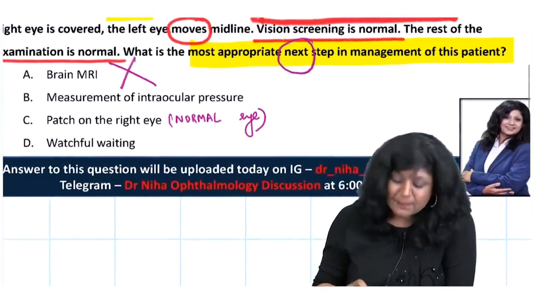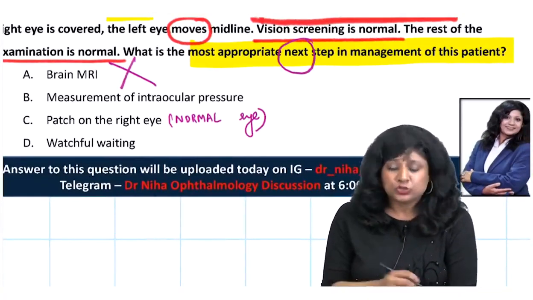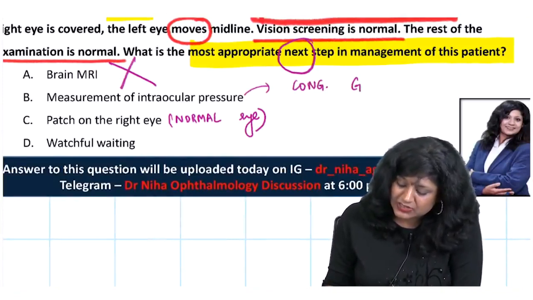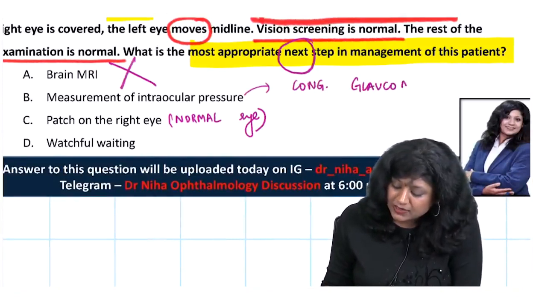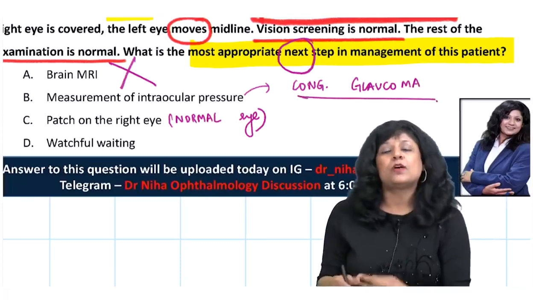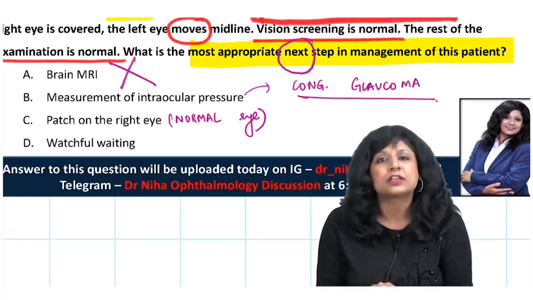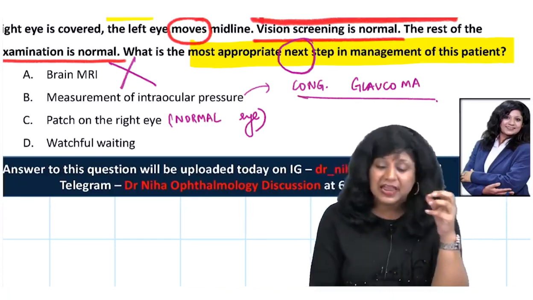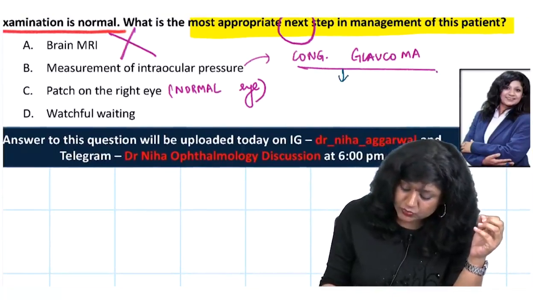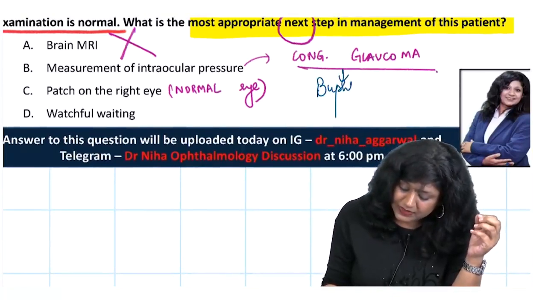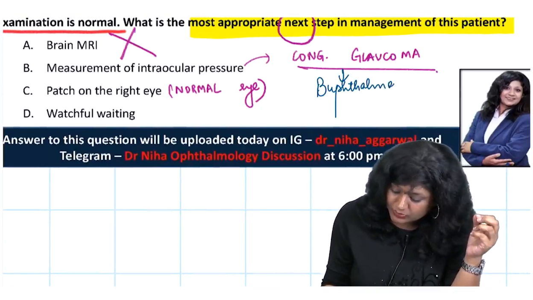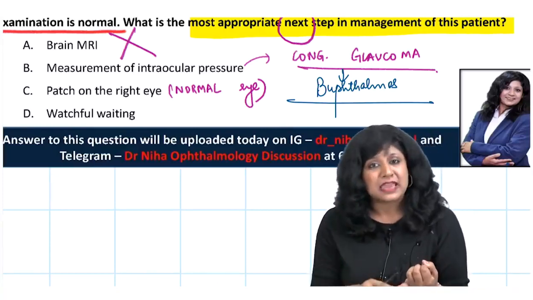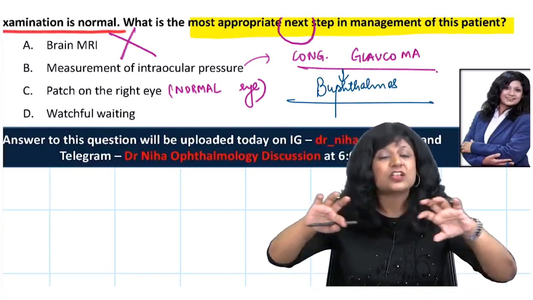Then they say measurement of intraocular pressure. So intraocular pressure is actually measured in cases of congenital glaucoma. So if I am thinking on the lines of congenital glaucoma, only then I need to measure the intraocular pressure. Congenital glaucoma, less than 3 years of age, is actually leading to the buphthalmos. So in buphthalmos, there will be raised intraocular pressure at the time of birth. That is leading to stretching of the eyeball.